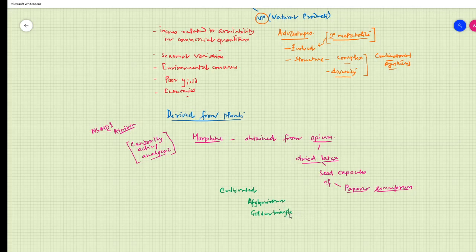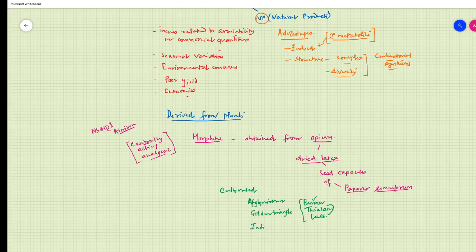What are the countries that make up the Golden Triangle? It is Burma, Thailand, and Laos. Okay. So Burma and Laos have got lots of acreage under cultivation. They're cultivating lots of quantities of papaver somniferum. Thailand, not so much.